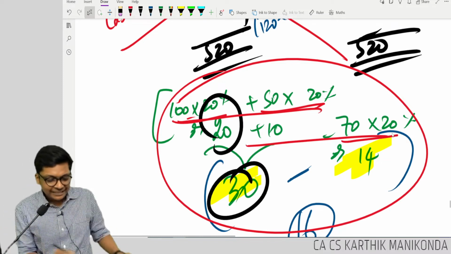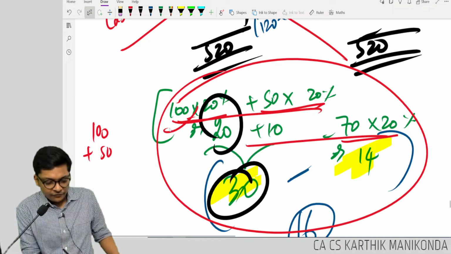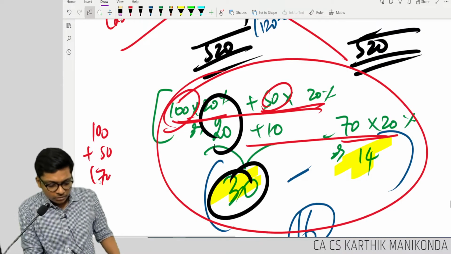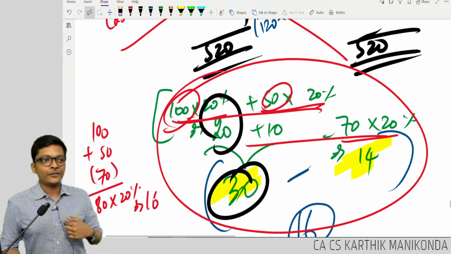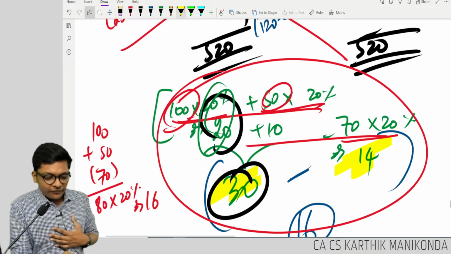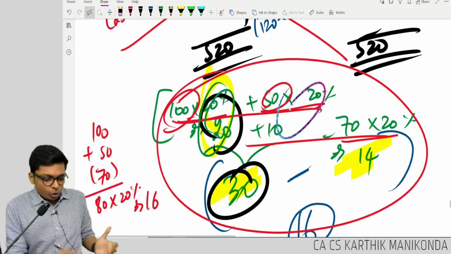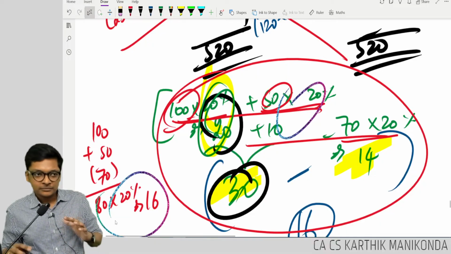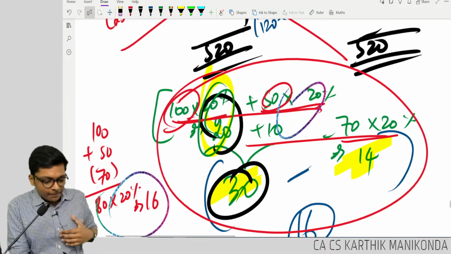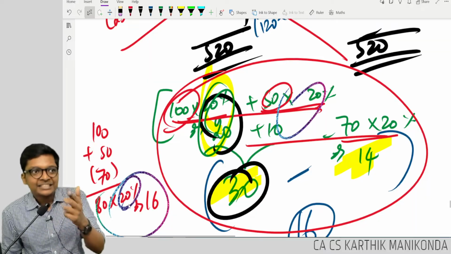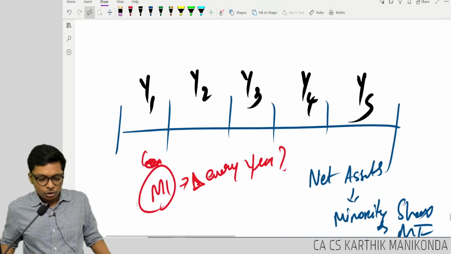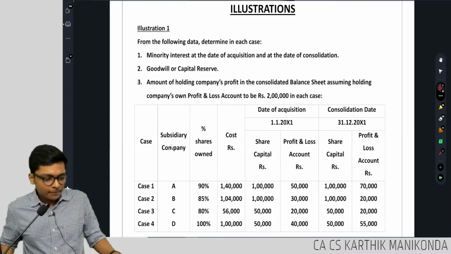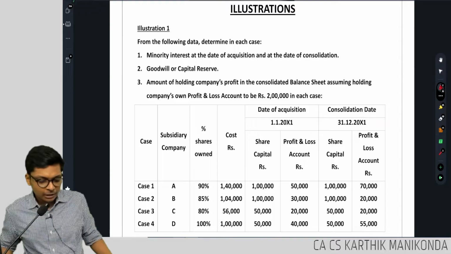Let me first find the net asset. 100 plus 50 minus 70, how much? 80 into 20% is how much? Instead of doing 20% for each, I will do the total in the last step. Are you following? So net assets into minority percentage, minority share, minority interest, correct? Minority interest is the right term. So you know how to compute minority interest.